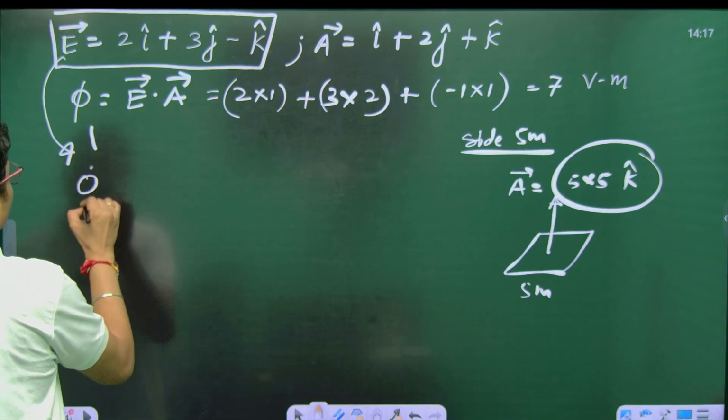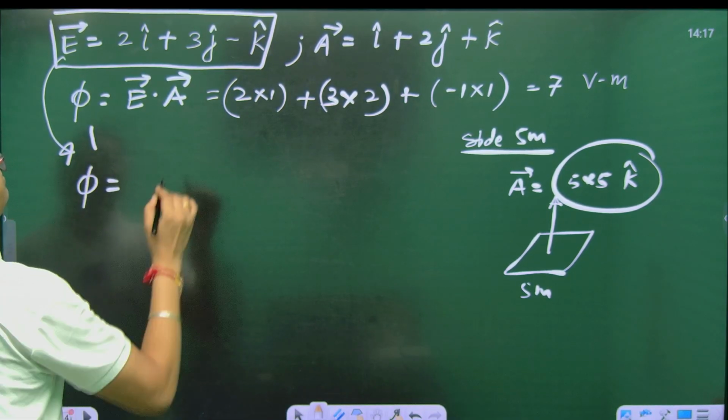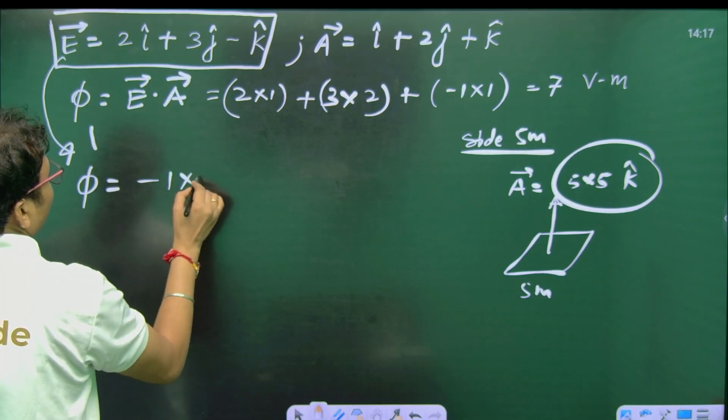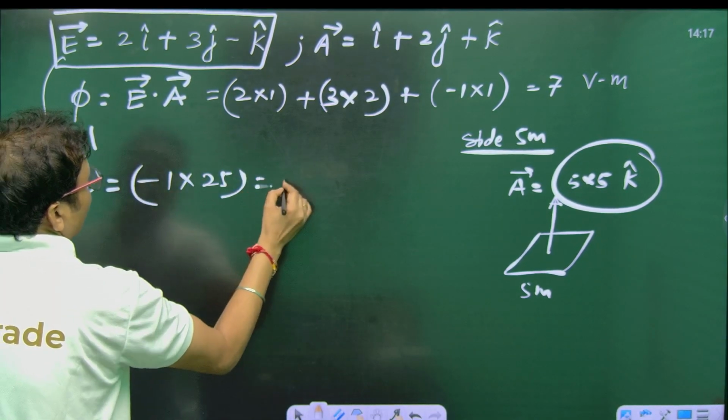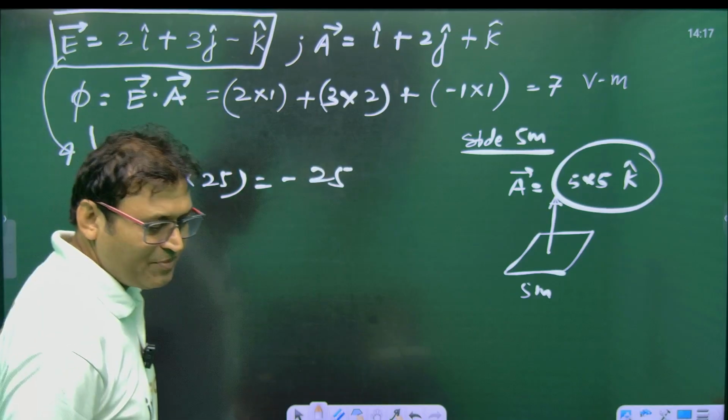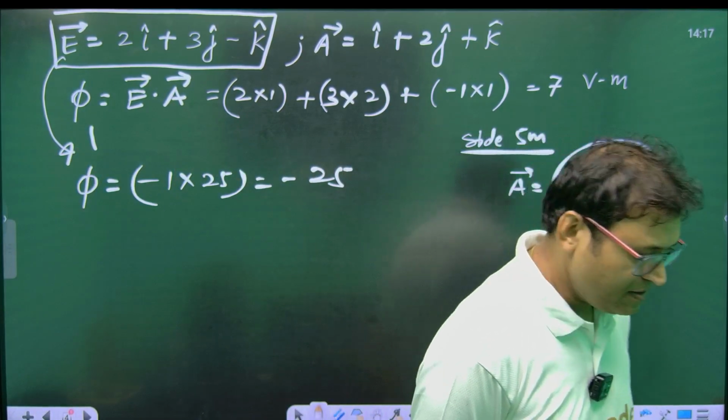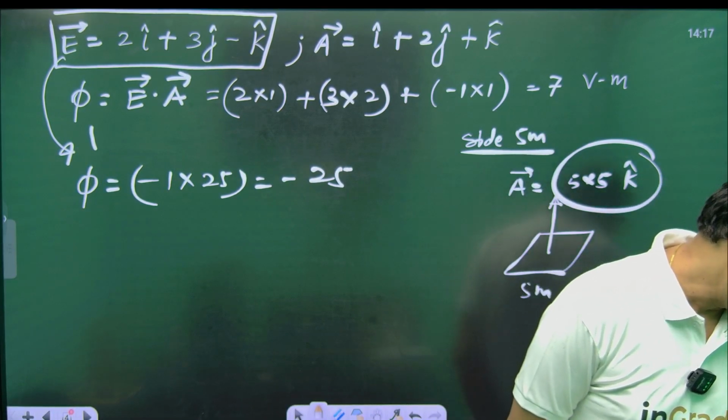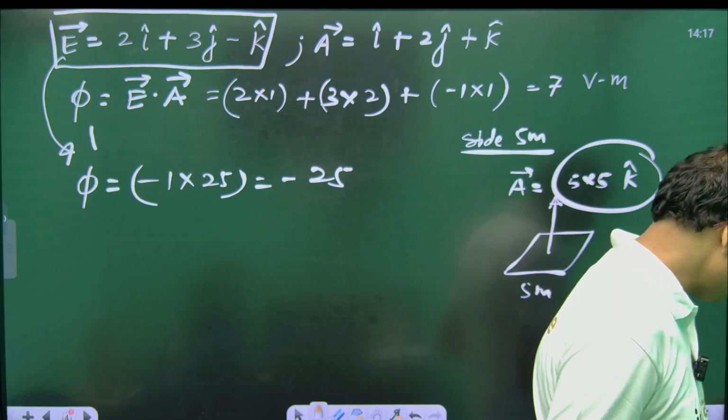So what is the flux? It is minus 1 into 25, so it is minus 25. What does that mean? It is incoming flux. I hope this is clear.